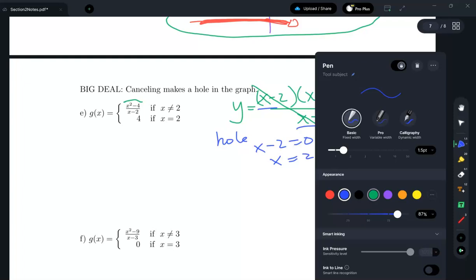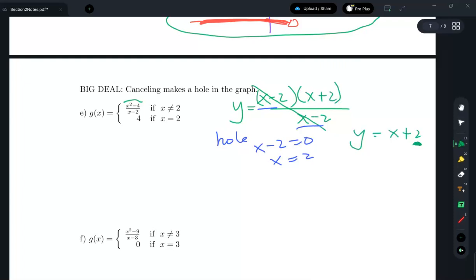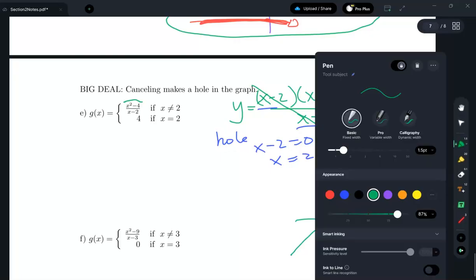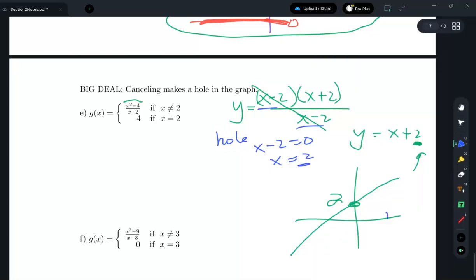Okay, let's keep all these things separate. This is the y-intercept of the line, so that means the y-intercept is right there at 2. And the hole is going to be when x is 2. So that's there. So the hole is right there.